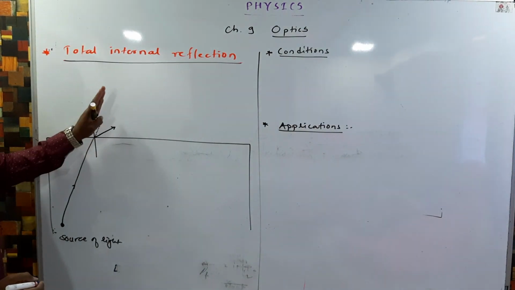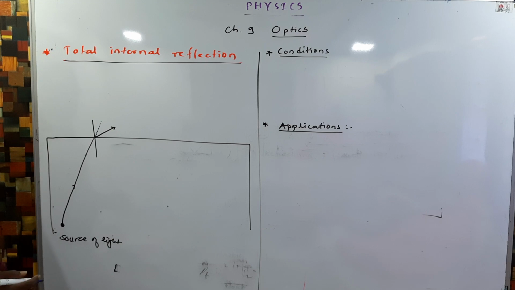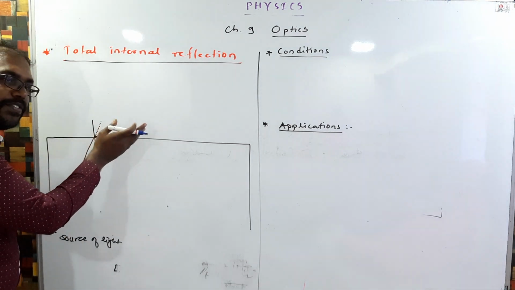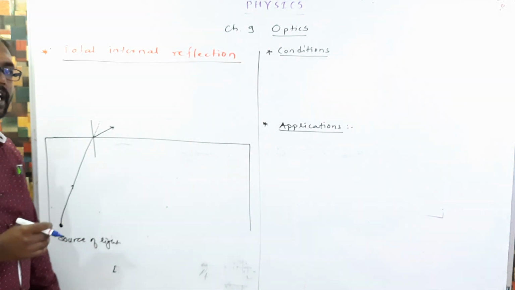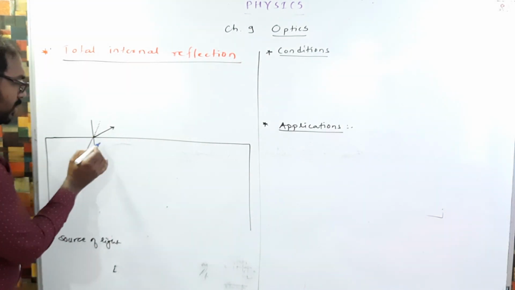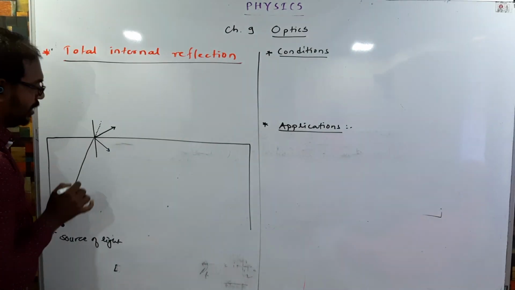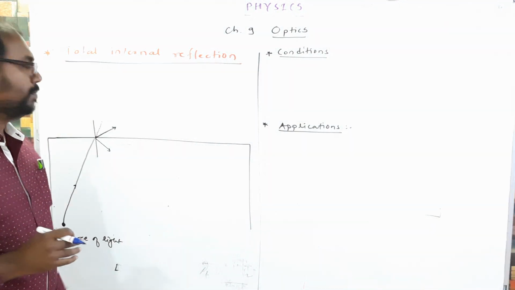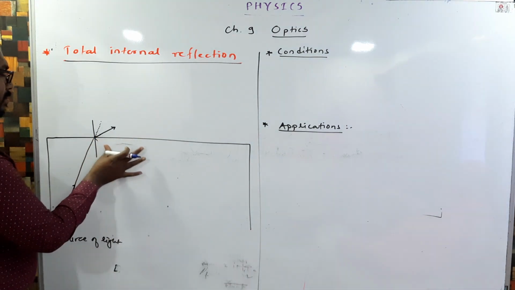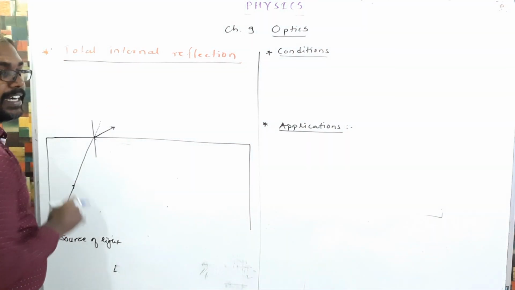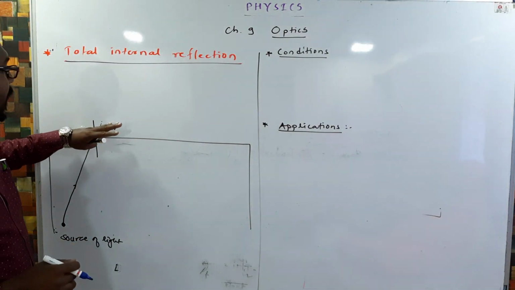So instead of going in a straight way, it bent away from the normal. Some light rays get refracted, some may be reflected. Some means simply here we can say partial reflection. Let me show some light here also. Some light is reflected, some light is refracted. Now we talk about only refracted light. So the light ray bends away from the normal.